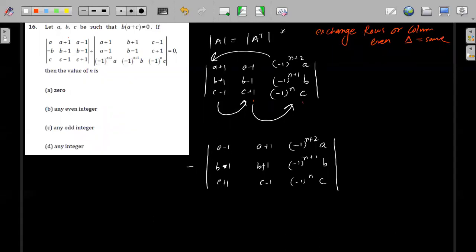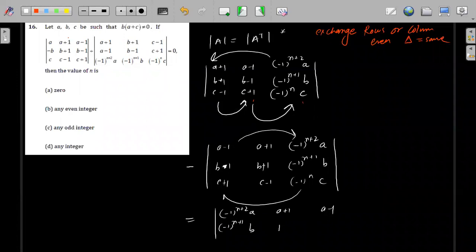Again if I change the first and the third, this will again become plus, and this whole thing will transform to minus 1 to the power n plus 2 into a, a plus 1, a minus 1. This will become minus 1 to the power n plus 1 into b, b plus 1, b minus 1. This is minus 1 to the power n into c, c minus 1 and c plus 1. Understood?